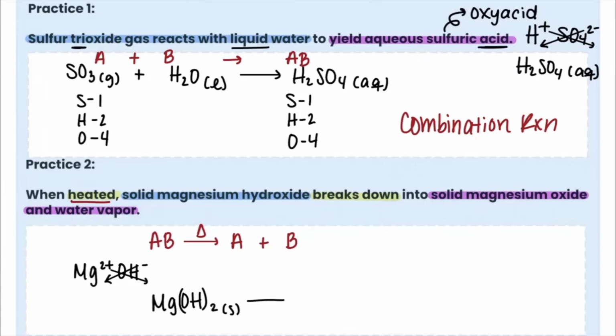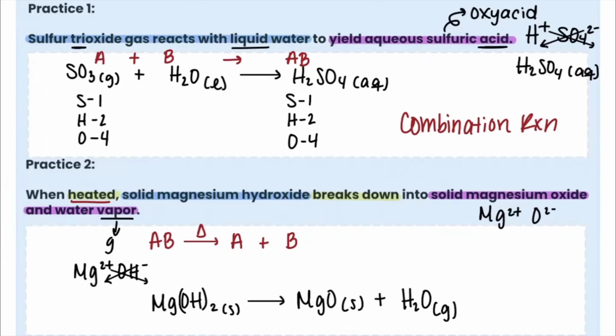And magnesium oxide, which is one of your products, Mg is +2, oxygen is -2, so when we cross the charges, we end up getting MgO, also a solid. And water vapor is H2O, that exists as a gas. Now writing the skeleton equation showing heat, we get Mg(OH)2, solid, yields MgO, solid, and H2O gas.